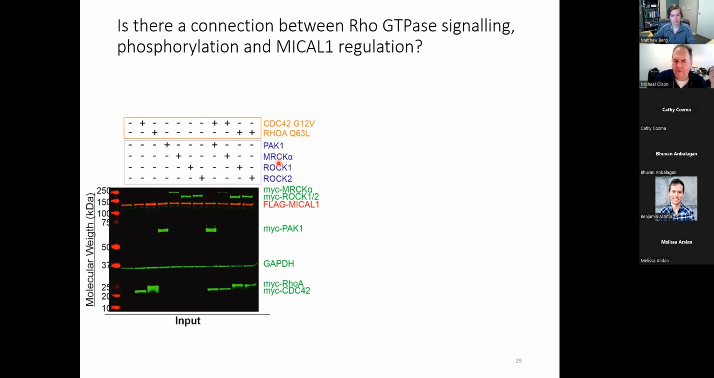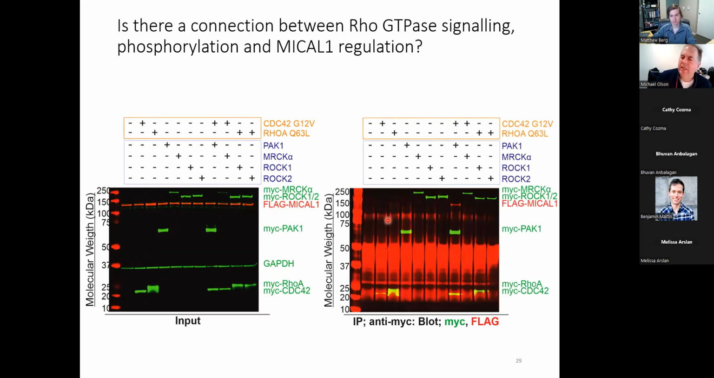PAK1 and MRCK alpha are effectors of CDC42. ROCK1 and ROCK2 are effectors of the Rho GTPase. And so this just shows the GTPases being expressed. Here are the ROCKs and MRCK up here. Here's PAK being expressed, all in green. And here in red is MYO-1. This is a FLAG-tagged version of MYO-1.